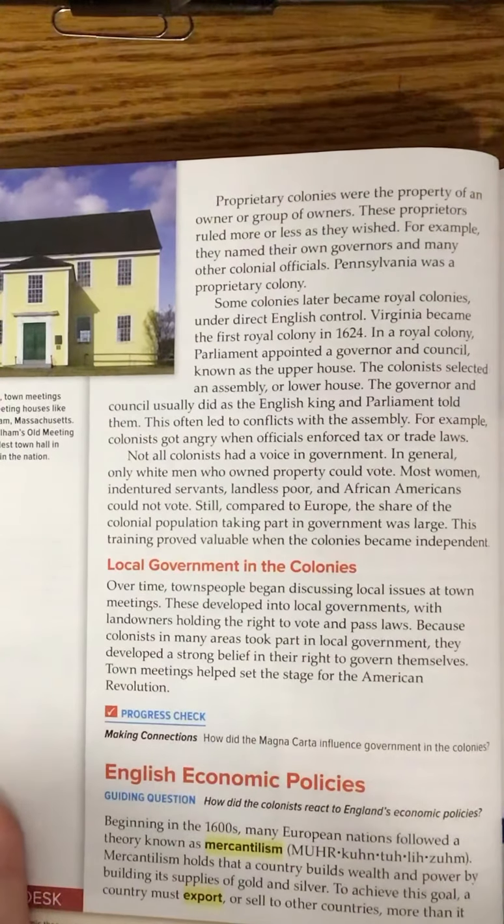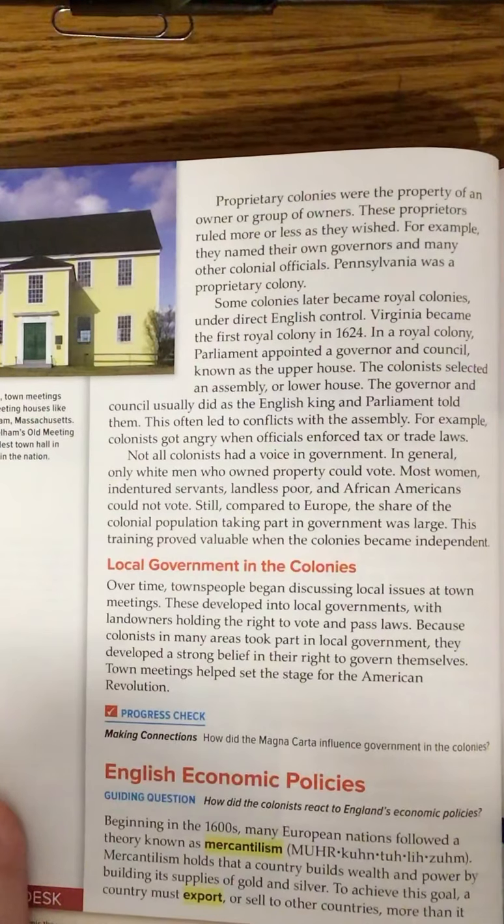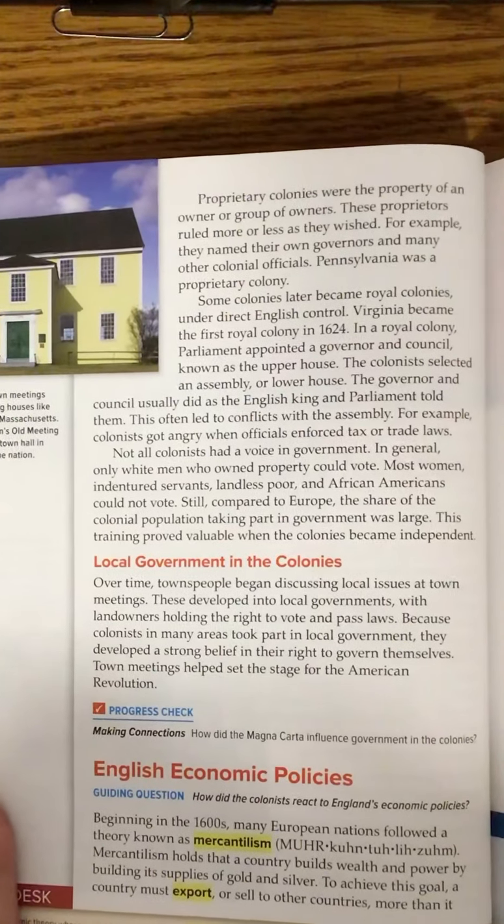Local government in the colonies. Over time, townspeople began discussing local issues at town meetings. These developed into local governments, with landowners holding the right to vote and pass laws. Because colonists in many areas took part in local government, they developed a strong belief in their right to govern themselves. Town meetings helped set the stage for the American Revolution.